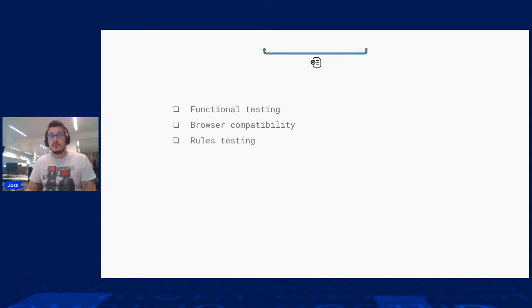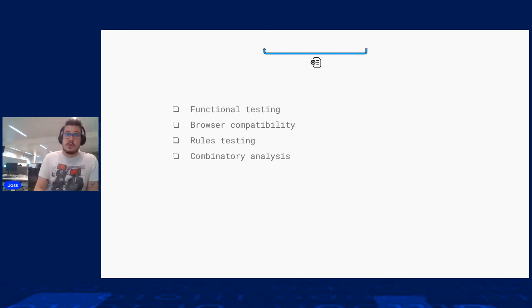We also have the rules testing. When I say that I want a script to only work when it's first party, I'm actually employing one or two rules. And every single rule has to be tested individually. And then we do combinatorial analysis between them. And finally, we have the combinatorial analysis of everything above. I want to make sure that a given rule works in a certain way in a certain browser. So that leads to a lot of different use cases.